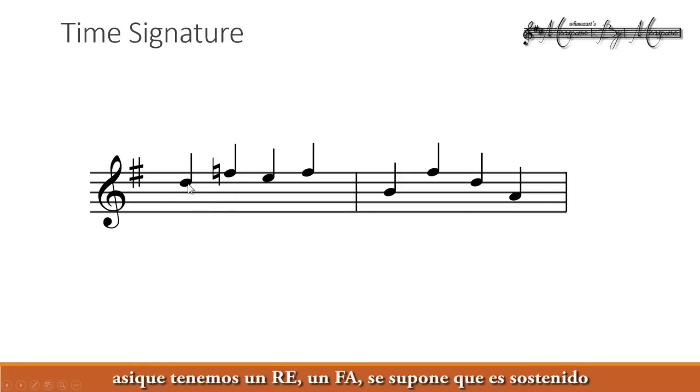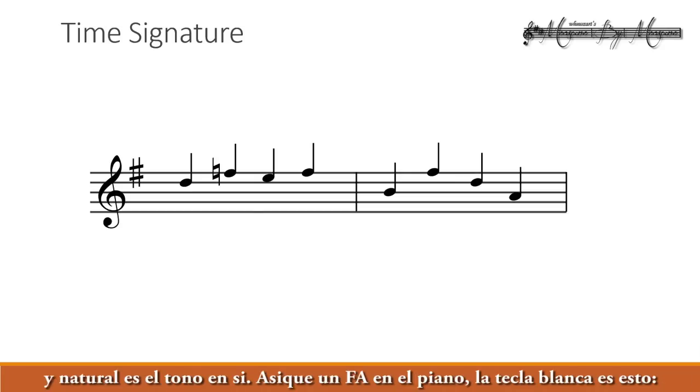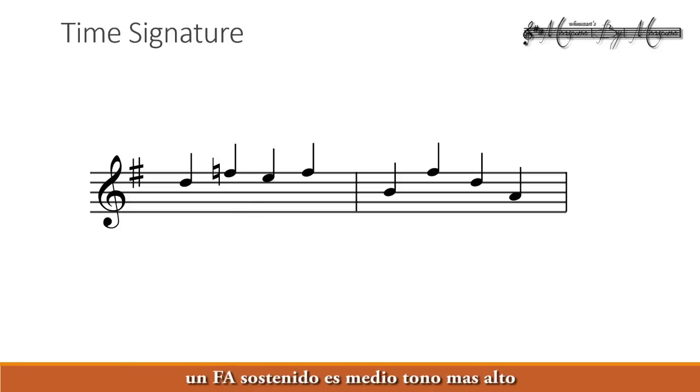So we have a D, an F. It's supposed to be sharp, but the natural symbol is here, so we play it natural. And by sharp, I mean a half a tone higher up, right? Flat is half a tone lower. And natural is the exact tone. So an F on the piano, the white key, is this. An F sharp is half a tone higher.